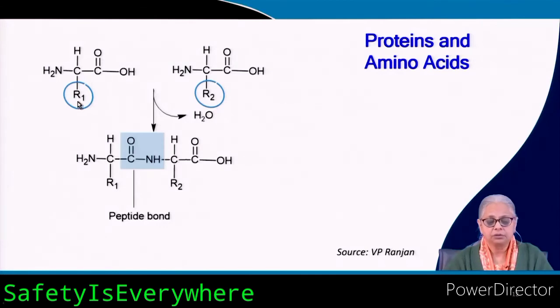So here we have R1 and R2. So let's say we have two different amino acids. They will come together by releasing water: hydrogen on one of them and OH on the other. So you can see it over here. Hydrogen from here and OH from here will be lost as a water molecule, and you get dehydration. This is called dehydration synthesis, and a peptide bond is formed. So this is what we call dehydration synthesis and the formation of a peptide bond.